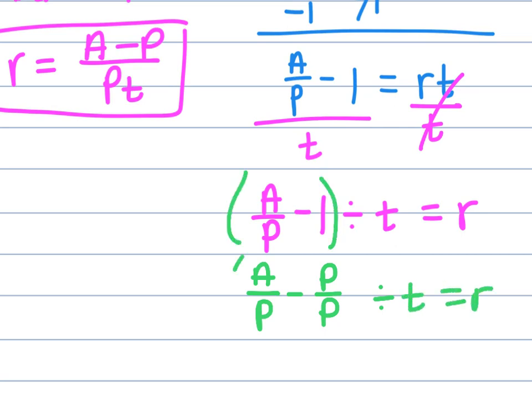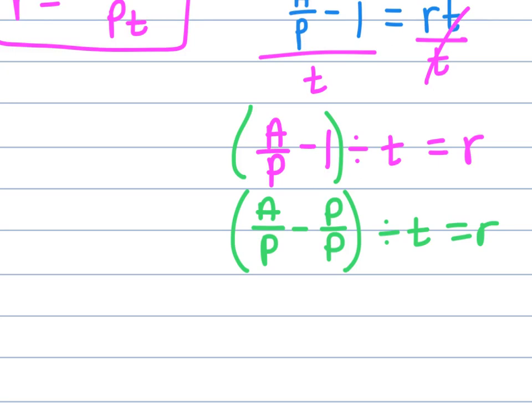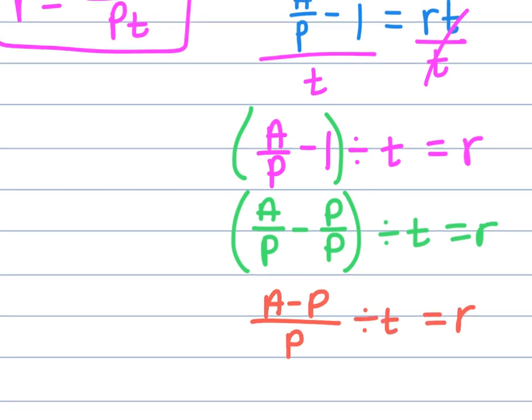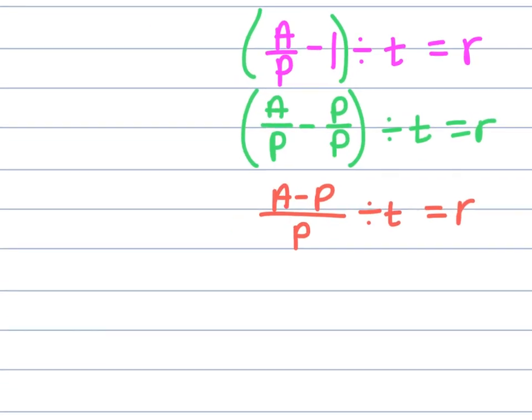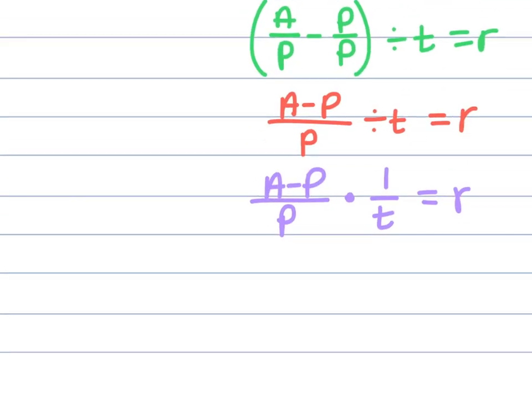So remember, these are practically in parentheses. So we're going to have A minus P over P divided by T is equal to R. From here, change, flip. So A minus P over P times 1 over T is equal to R. So again, you're going to have A minus P over PT is equal to R.